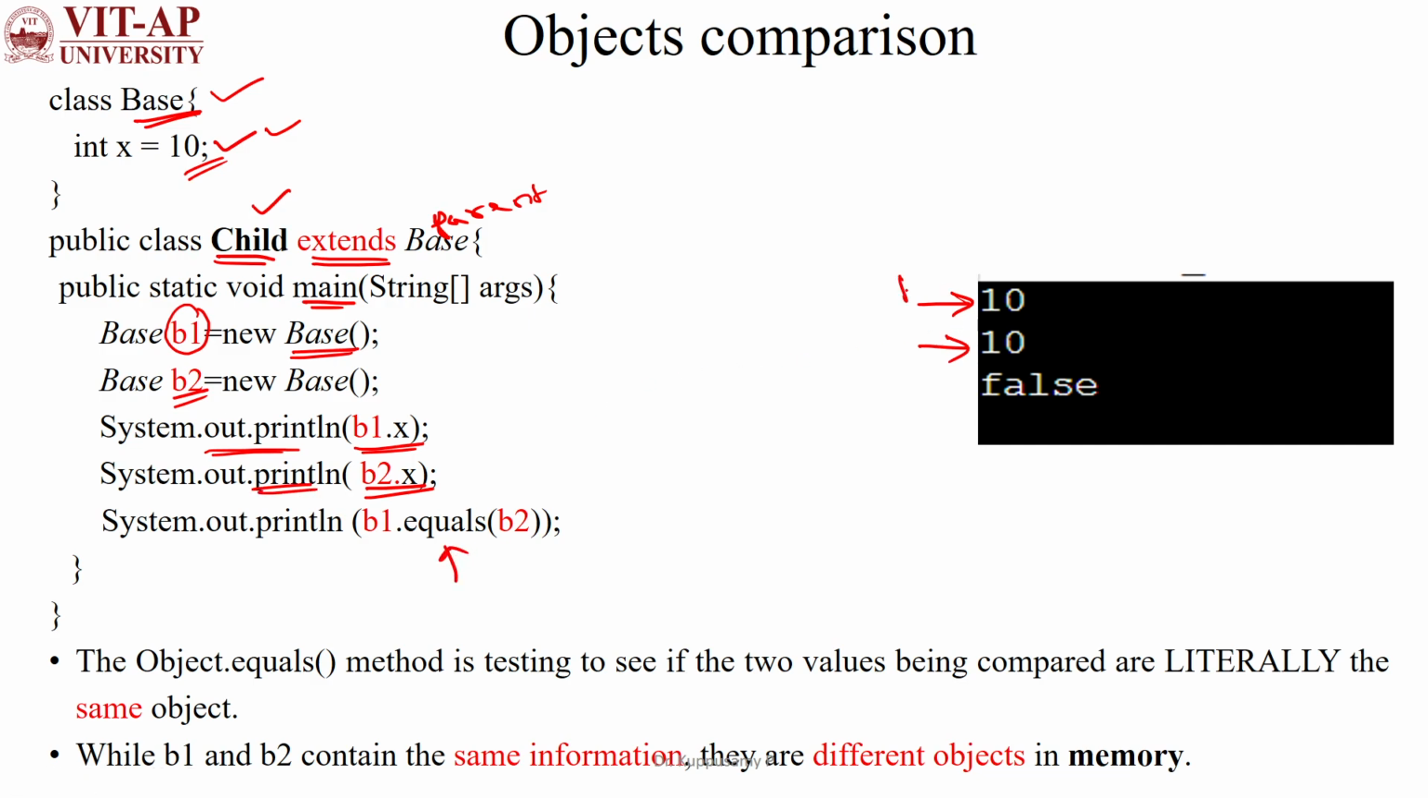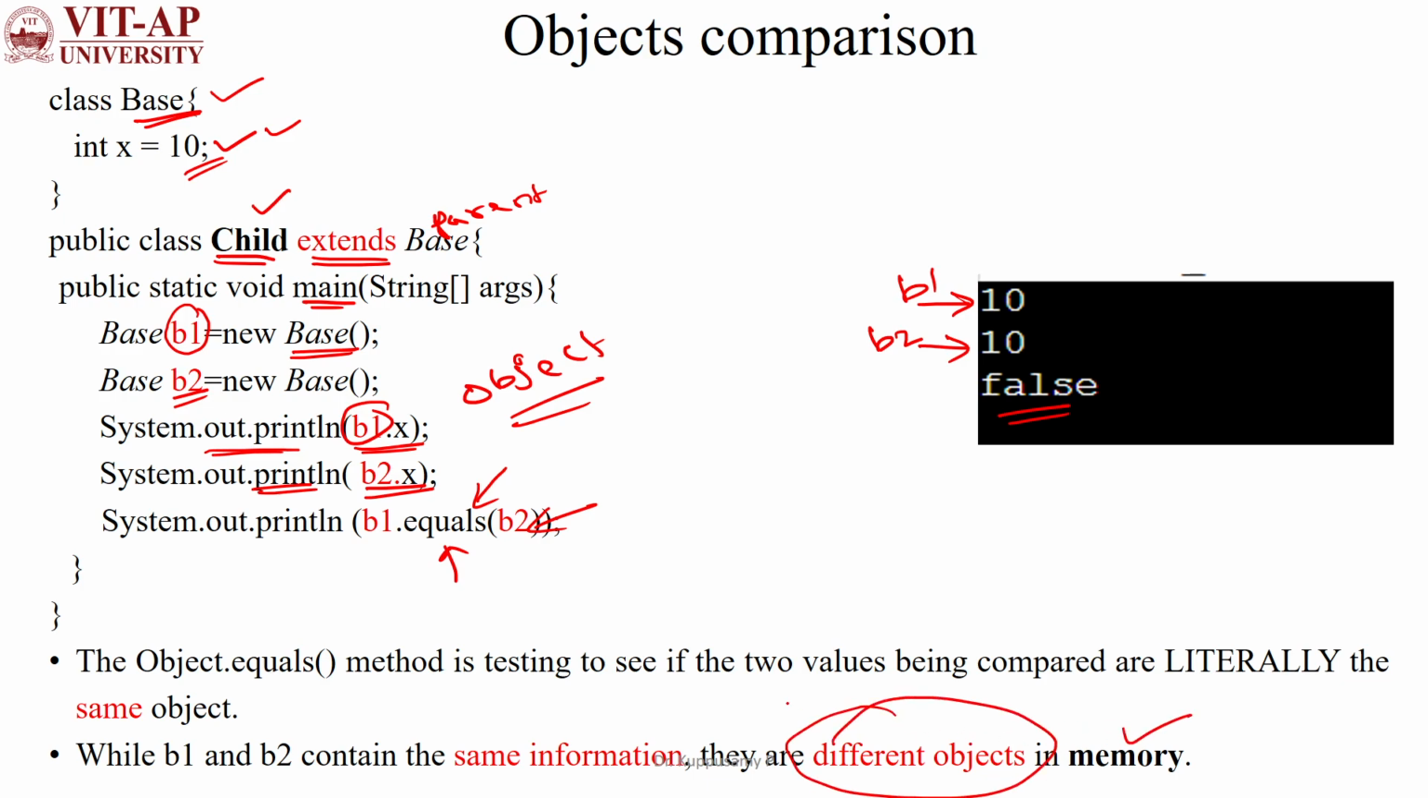Now we are checking, right? b1 also with the 10, b2 also with the 10, right? But when you are checking the equal comparison, it is giving you false. Why? Because b1 is the object. So this b1 is stored in one memory location, b2 is stored in a different memory location. So both are different objects stored in the memory, even though both are having the same value 10, both objects are different. That's why it is returning false here.